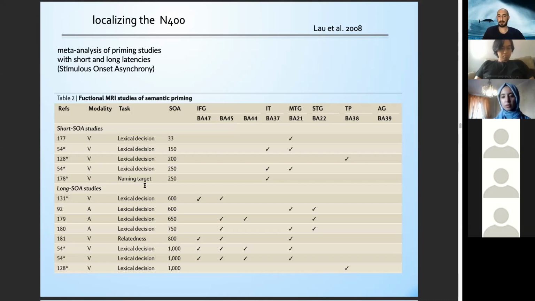So what is the latency? The latency is due to the stimulus onset asynchrony, also known as SOA, which basically is the time that passes from when you see the prime, so when you see the picture, for instance, to when you see the target, the picture that you have to name, or the word that you have to read. Okay.